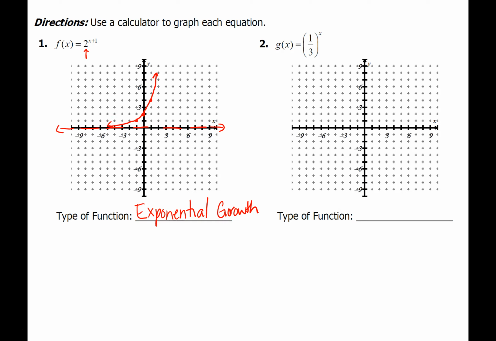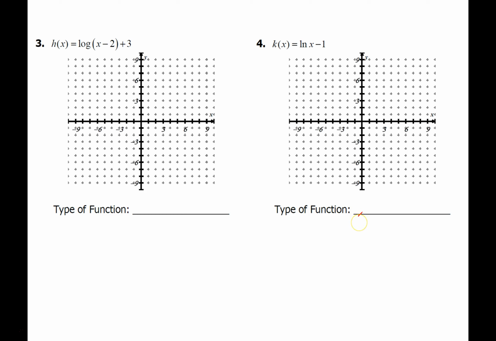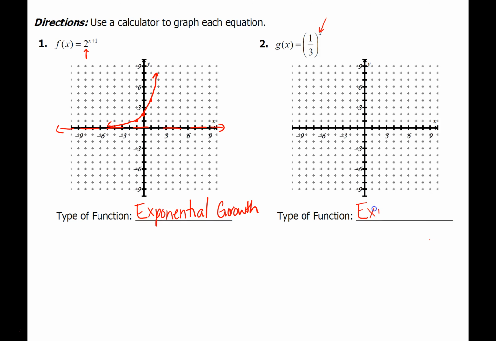Now let's look at the second one. This one is going to be exponential as well because the x is up in the exponent. But this time, because the base 1/3 is less than 1, this one's going to be exponential decay, and that means it's going to be a decreasing line. It's going to look something like that with an asymptote somewhere.